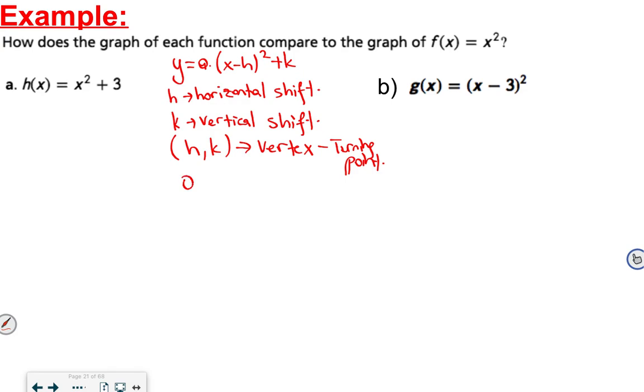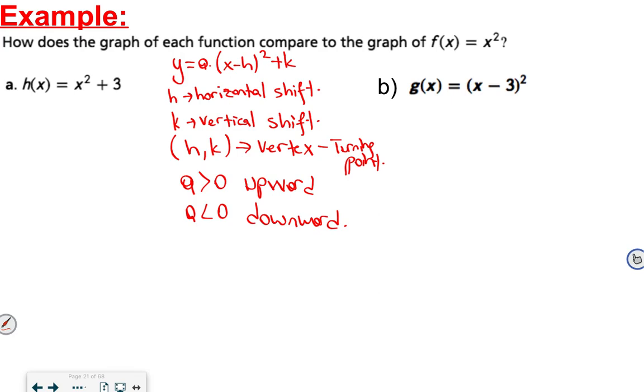And A is going to determine whether your function is upward or downward. If A is positive, your function is upward. If your A is less than 0, your function will be downward. All right, now look at this question and be careful.